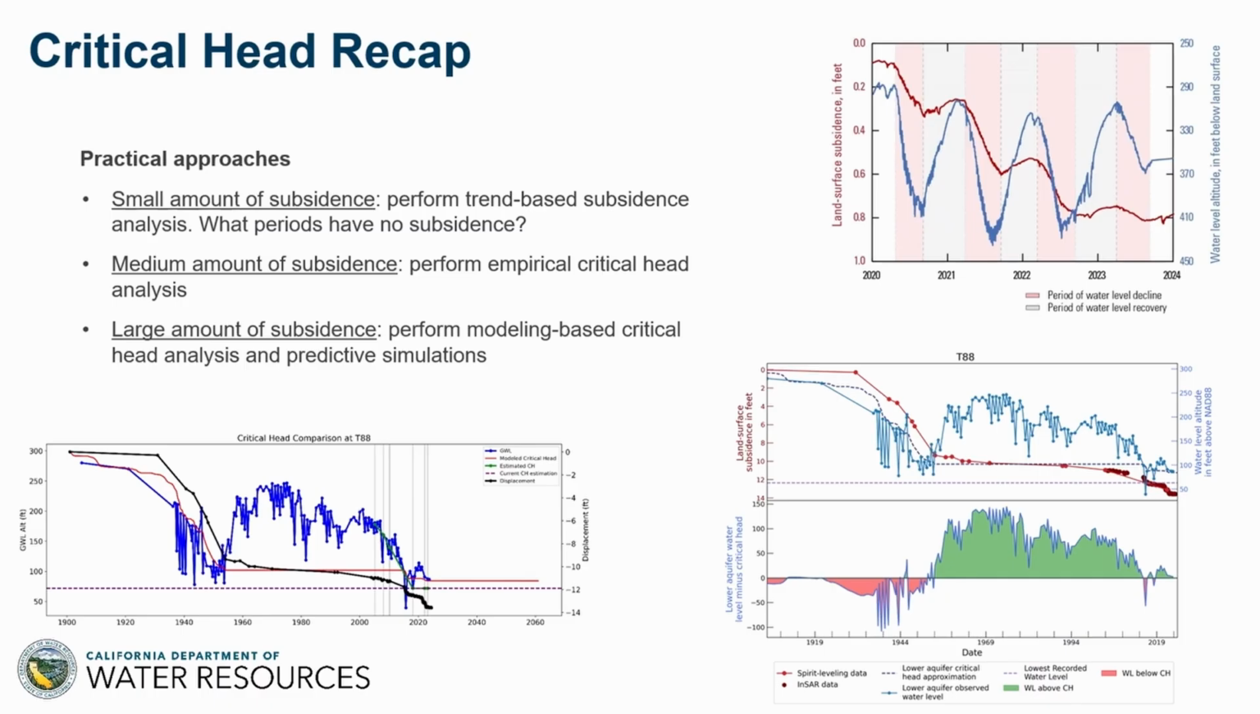So to summarize the critical head estimation methodologies, if a subbasin or area is experiencing a small amount of subsidence, the trend-based critical head analysis is probably appropriate. If an area has a larger amount of subsidence, the empirical critical head analysis is probably more appropriate. And finally, for an area with a large amount of subsidence, the modeling method is probably the best method to use to get estimates of the critical head.